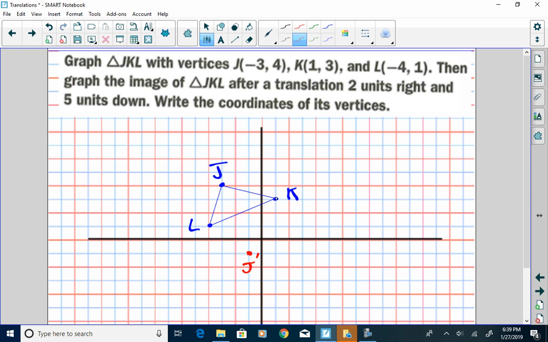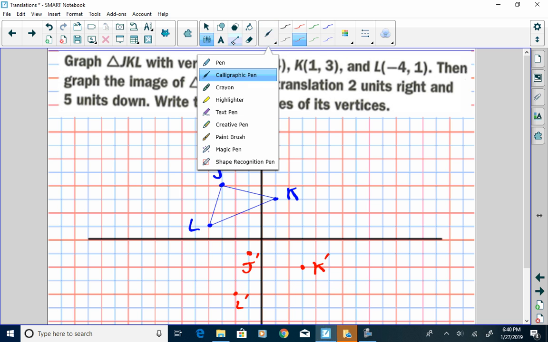I want to do the same now for point K. I want to translate 2 to the right, 1, 2, 5 down, 1, 2, 3, 4, 5, and I put a point. We label that K prime because it's an image. Then I want to take point L. I want to translate it 2 to the right, 1, 2, 5 down, 1, 2, 3, 4, 5. I put a point. I'm labeling that L prime.